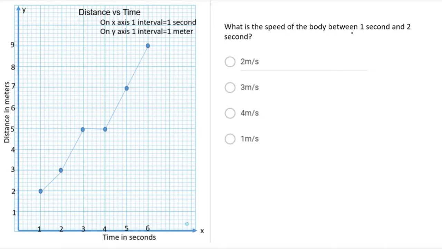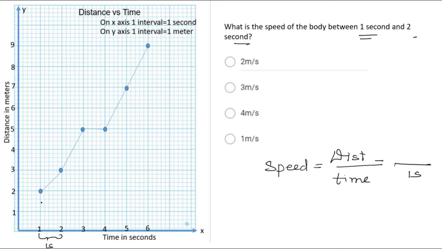What is the speed of the body between 1 second and 2 second? This is just to test whether we know how to find out the speed. And we all know that speed can be found by a formula: distance covered by time, right? Between 1 second and 2 second, you can see here in the graph how much is the time which is taken? 1 second. So time is 1 second, right? How much is the distance covered? If you take here, it will be again 1 meter. So 1 meter is the distance covered in the time interval, and therefore the speed is 1 meter per second. Once again, a very easy question, right? Many of you must have already solved this question.